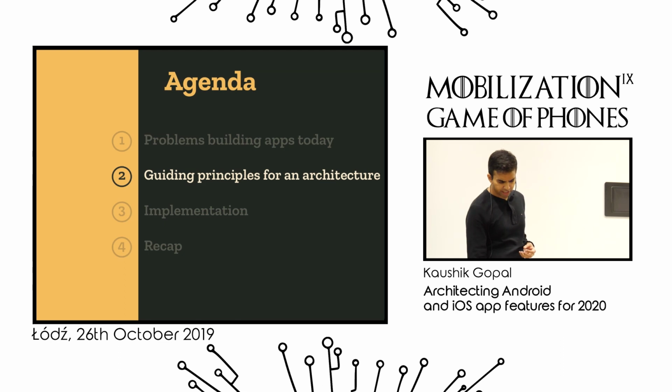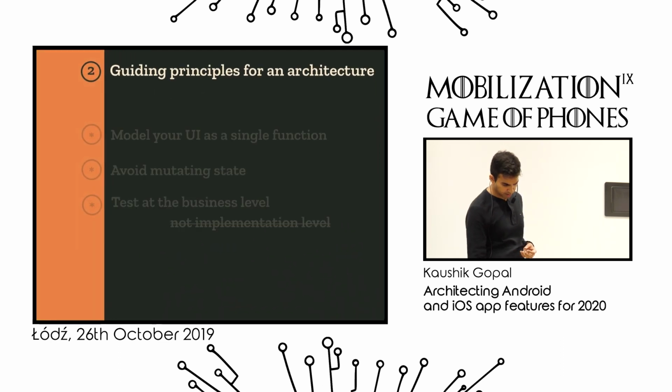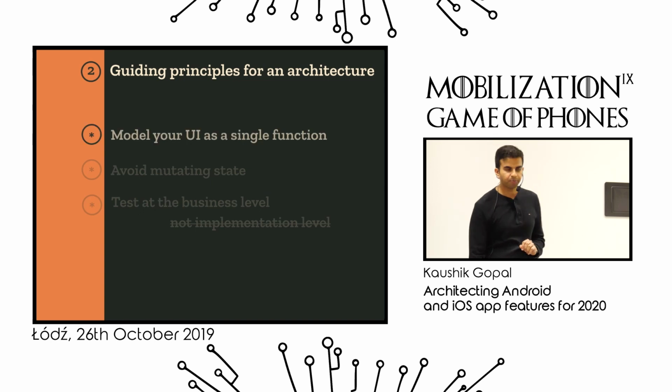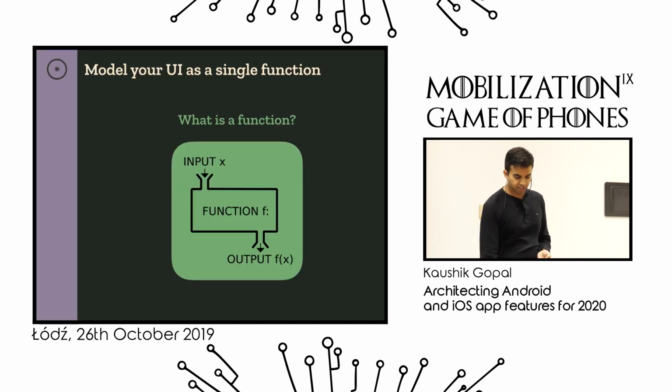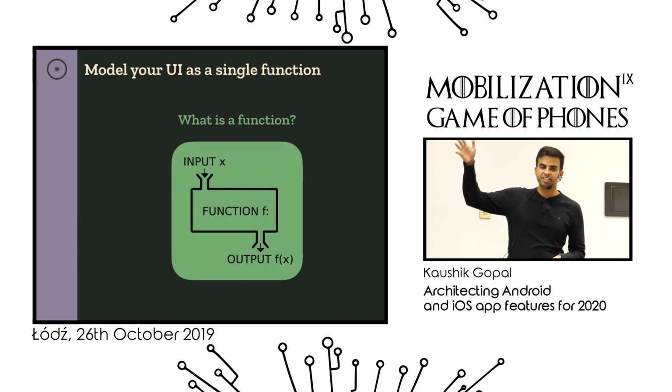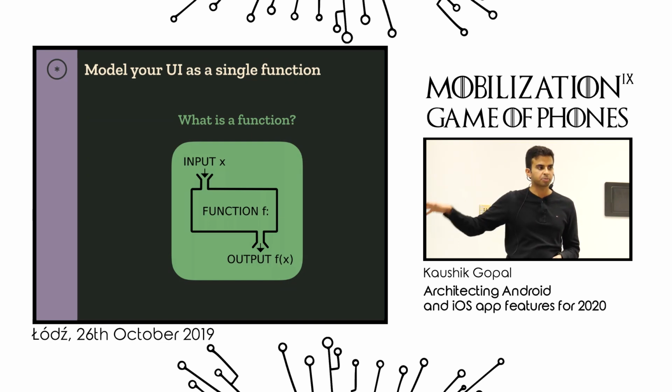So how are we doing here? Let's see. So we have guiding principles. There are 3 main guiding principles, and I'll keep it simple, right? The first is you should model your entire user interface as a single function. Now, what does that mean? A function is basically something that takes in inputs, and for every input, you get a corresponding output, right? It's as simple as that.